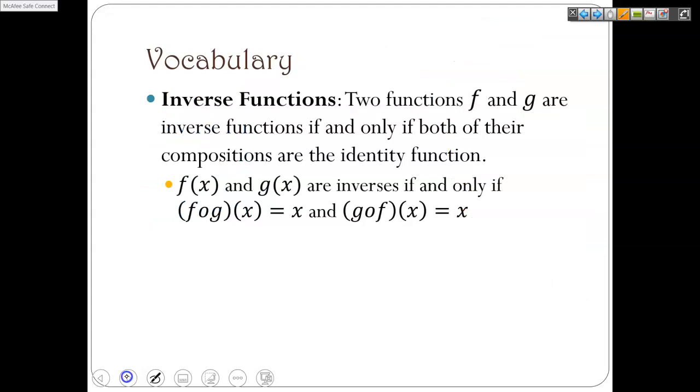The last thing for today. Two functions are inverses of each other if and only if their compositions equal x. Both compositions must equal x. If one doesn't equal x, then they're not inverses. You don't have to do the other unless you want to show, like, a check, but you don't have to do both. So the minute one does not equal x, they are not inverses.